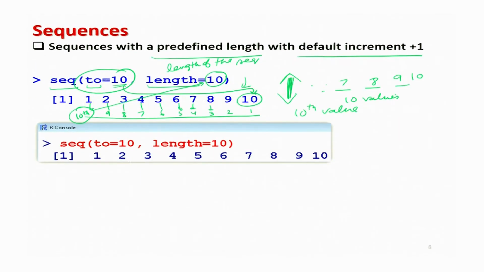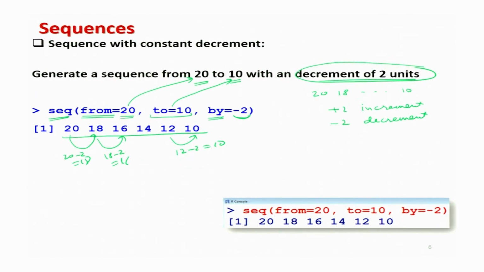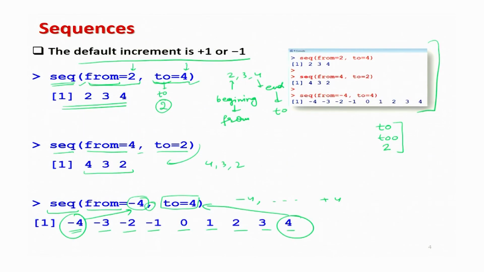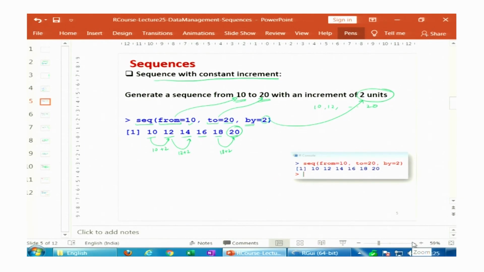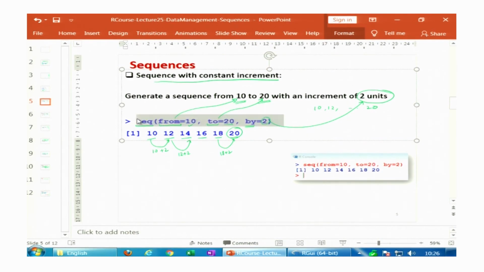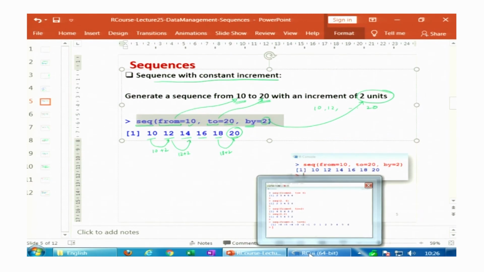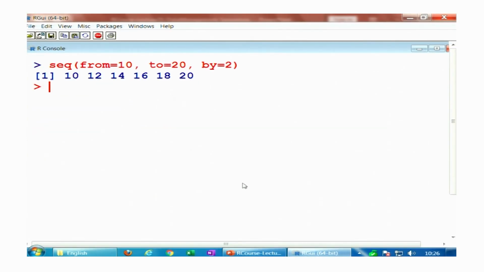Now let me show you these things on the R console. Here I have taken the example using from, but you can also use to, and there can be many combinations that you can do. For example, if I want to generate a sequence beginning from 10 and going up to 20, with a constant increment of 2 units, this will look like this.